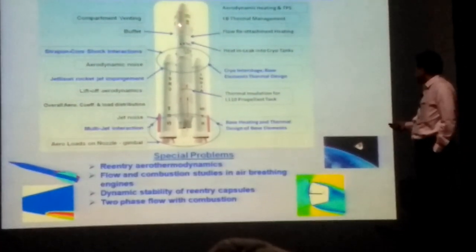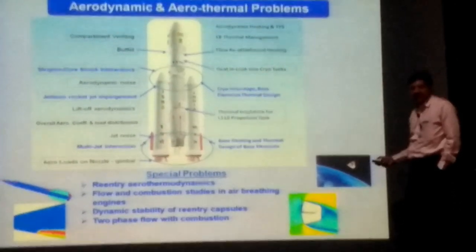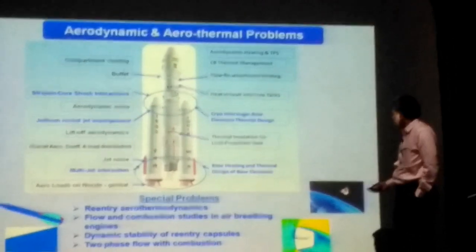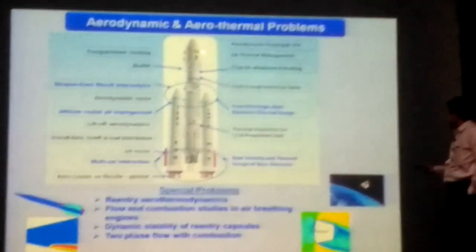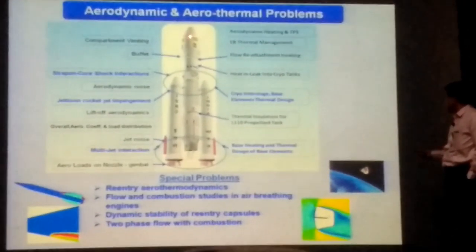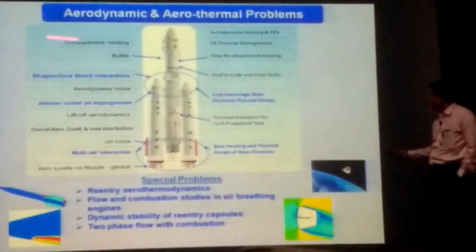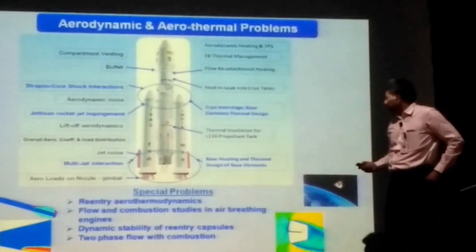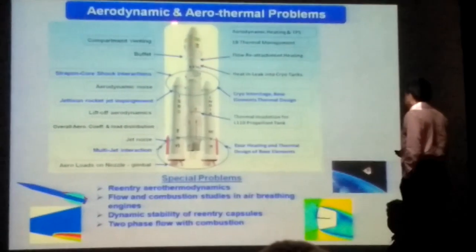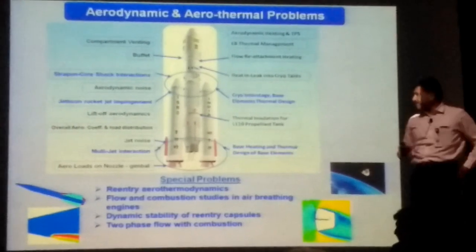The satellite is housed, and when this is going through the atmosphere, it's one bar, and then as it goes up, the atmospheric pressure drops. And if there is no venting, that is, if the pressure inside is atmospheric and the outside pressure is very low, then you have a huge structural load coming, which will buckle the structure. So normally what is done is, we have some venting provision so that it equalizes with the outside pressure.